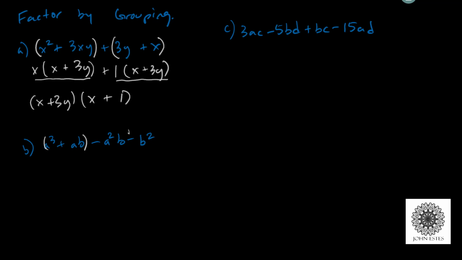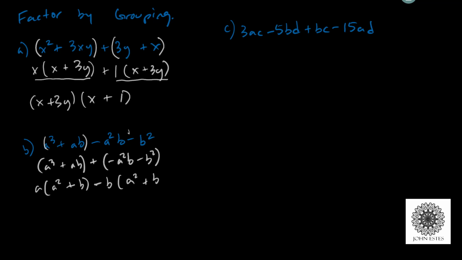Instead, I'm going to rewrite this expression to say a cubed plus ab as a group, and then my second group is plus negative a squared b minus b squared. Now in doing that, I have fixed the problem, and I don't have to worry about distributing that negative. Okay, so in my first group now, I can take out an a, and as I do that, I'm left with a squared plus b, and that's just greatest common factor factoring. In my second group, I can do the same thing, and this time I can take out a b, but I could also take out a negative. So I'm going to take out a negative b, and when I do that, I'm left with a positive a squared as my first term, and a positive b in my second.